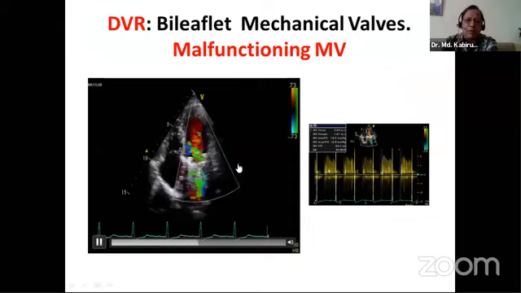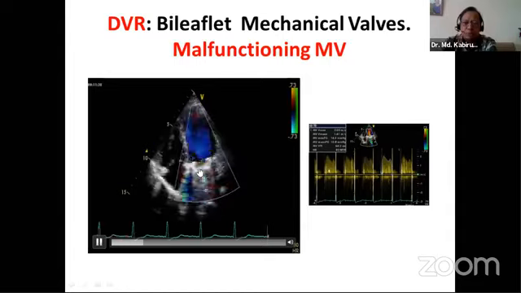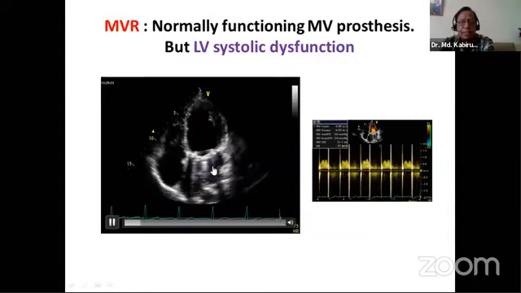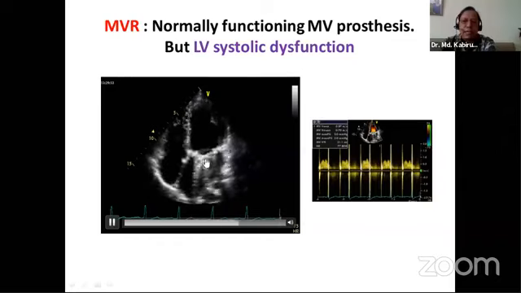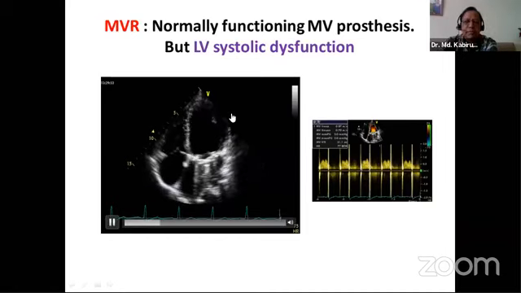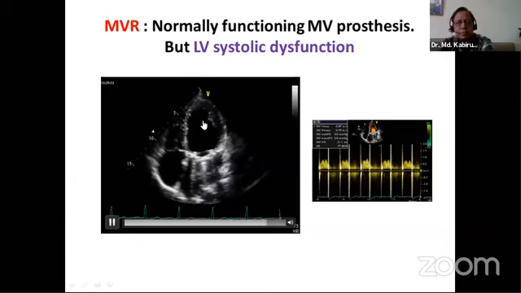And this is the cine loop of a malfunctioning mechanical valve. The movement of the valve is hardly seen. Observe, there is a severe transvalvular gradient. And this is a normally functioning bileaflet prosthetic valve in the mitral position. There is good visualization of the movement of the valve, and the mean gradient is less than 2. But there is another feature, dysfunction of the LV.